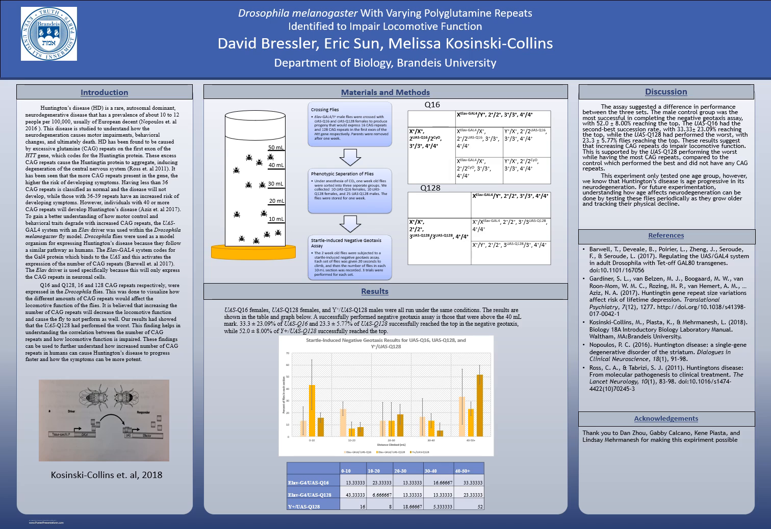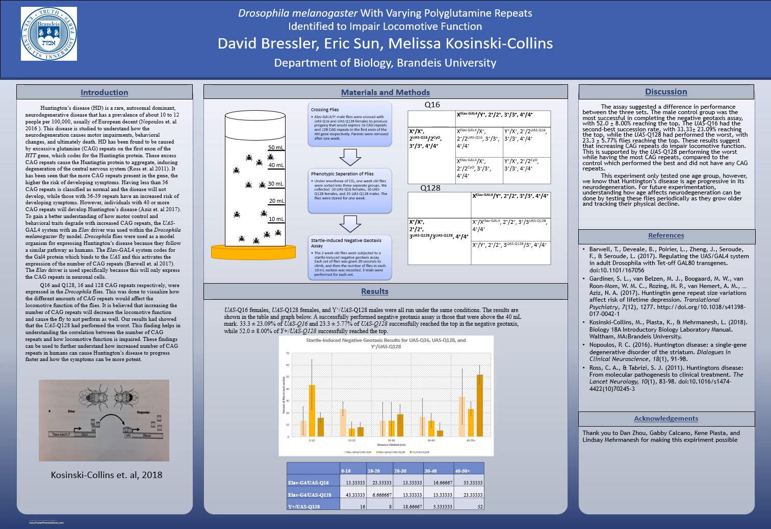So we had two separate flies, one set with 16 repeats and another set with 128 repeats. The 16 repeats were UAS Q16 and the 128 repeats were UAS Q128. So we did make crosses.